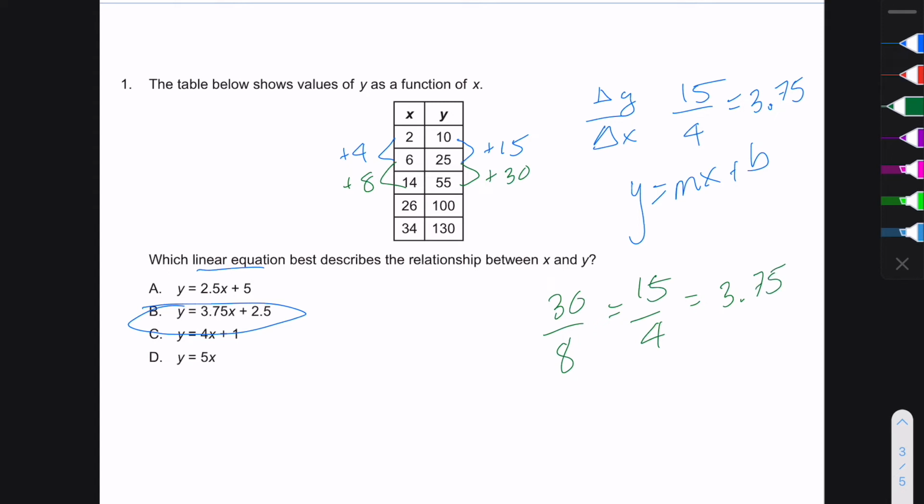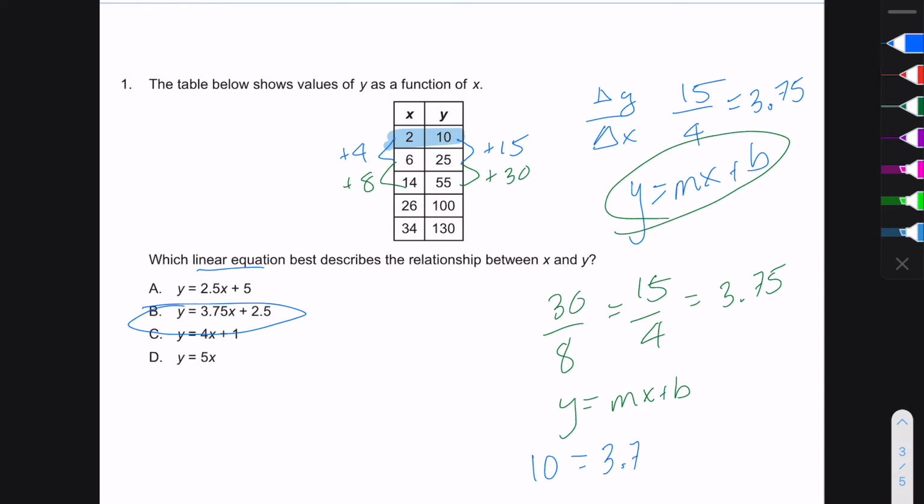Didn't really even matter that we didn't have to check the y-intercepts, because only that one had that right slope. If we wanted to check the y-intercept, we could then use our y equals mx plus b and our slope and pieces of information from the table to figure this out. I call this the triple substitution. So in y equals mx plus b, I'm going to take one row. I'm going to go ahead and take the row right here. I'm going to put in 10 for y. We just said m, I'll put it as 3.75. 3.75 times x is 2 plus b.